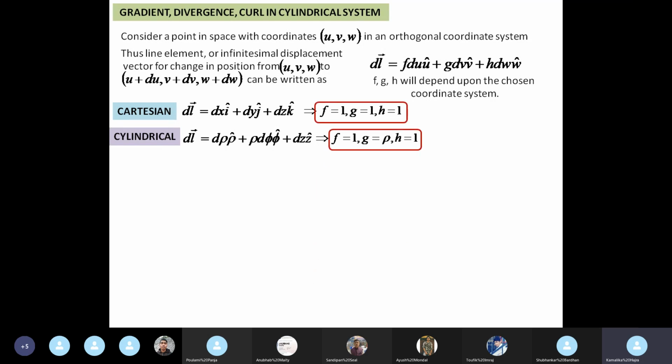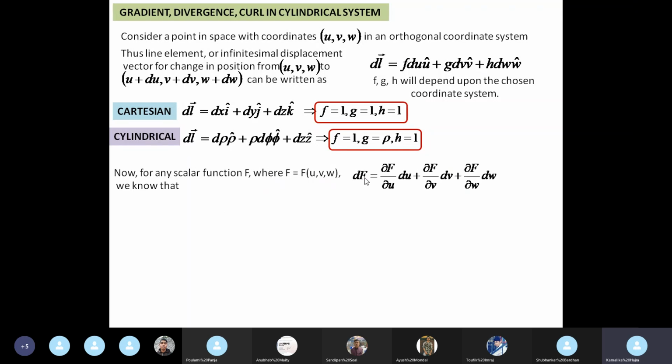Now why do we need this? Suppose we have a scalar function f, where f is a function of u, v, w. Okay, so we know that df can be written as del f del u du plus del f del v dv plus del f del w dw. We also know that such an increment df can be written as grad f dot dl.